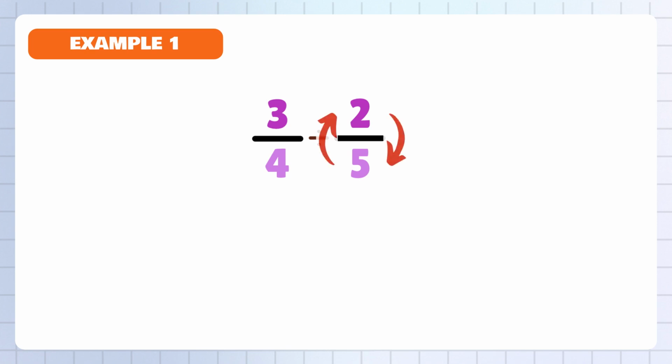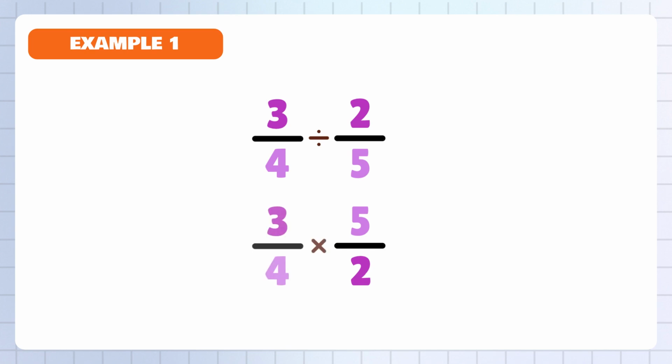Our first example will be a simple division of two fractions. 3/4 divided by 2/5. First, find the reciprocal of 2/5. This means flipping the numerator and the denominator, which gives us 5/2. Next, multiply 3/4 by 5/2, which gives us 15/8. Finally, simplify if necessary. In this case, 15/8 is already in its simplest form, so it is our final answer.